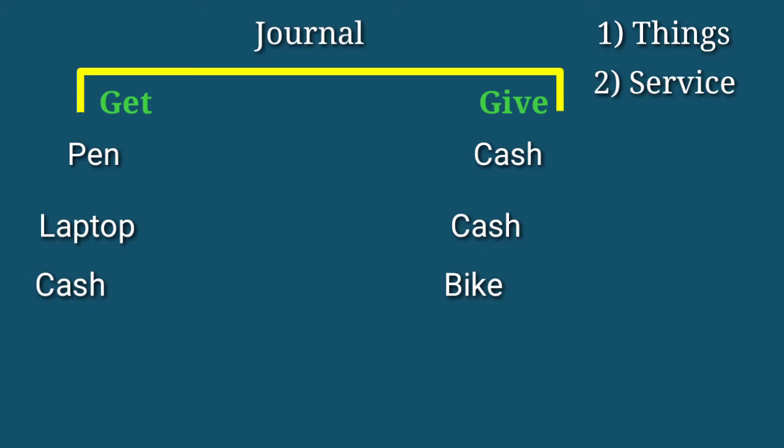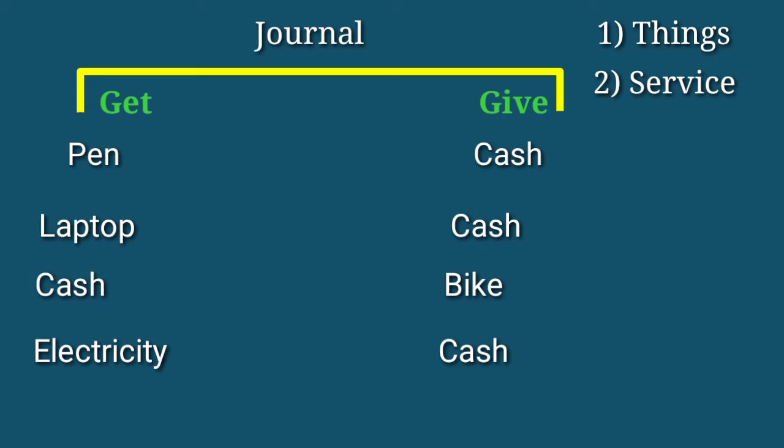Right? Look, my electricity bill is rupees 900. And I went to the electricity office and I paid the cash. I gave the cash. What do I get? I get the service, electricity service. Right? So here, I give the cash and I get electricity. If they do not provide the electricity, we will not pay the cash also.